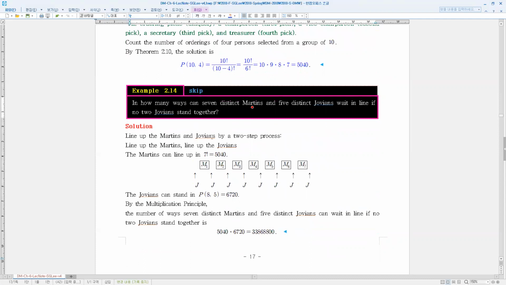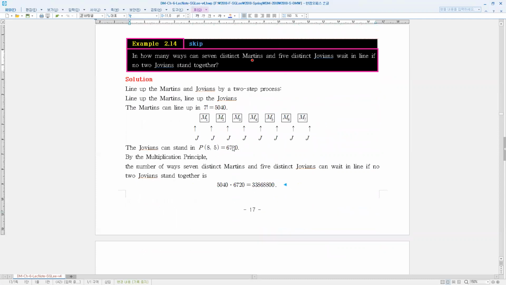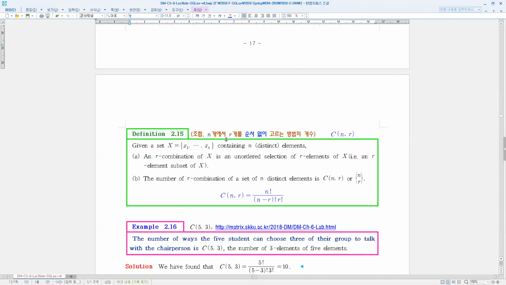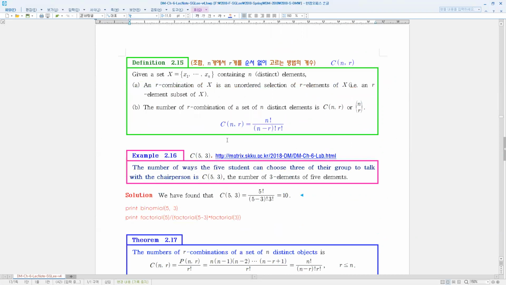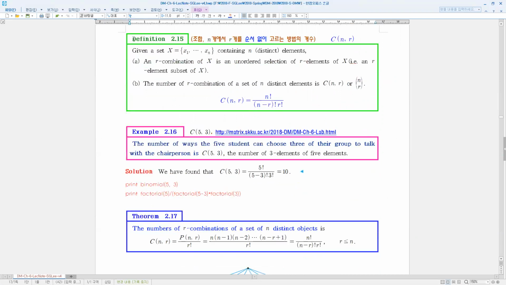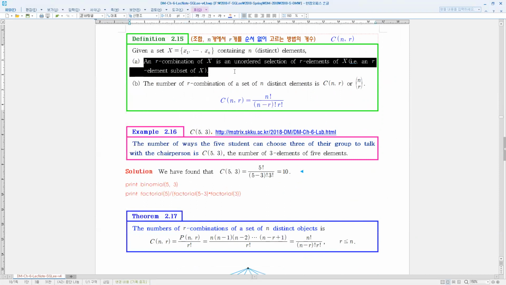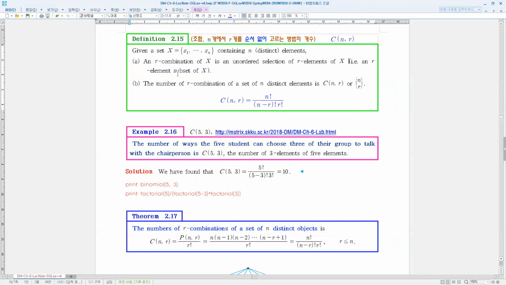And read example 2.14. Basically, these sections 6.1 and 6.2 are the ones that you have studied in high school years. Definition 2.15. Given a set X containing n distinct elements, an R combination of X is an unordered selection of R elements of X. That means an R element subset of X.